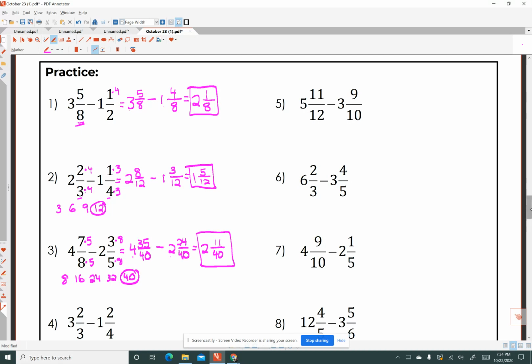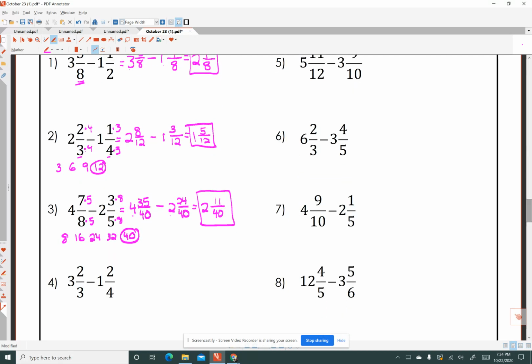And let's work on number 4. Well, we know already from problem number 2 that if we have a denominator of 3 and 4, that our new denominator will be 12. So let's rewrite this with denominators of 12. So this would be 3 and some number of twelfths minus 1 and some number of twelfths. 3 goes into 12 4 times, so we'll multiply 2 times 4 to get 8. 4 times 3 is 12, so we'll multiply 2 times 3 to get 6.